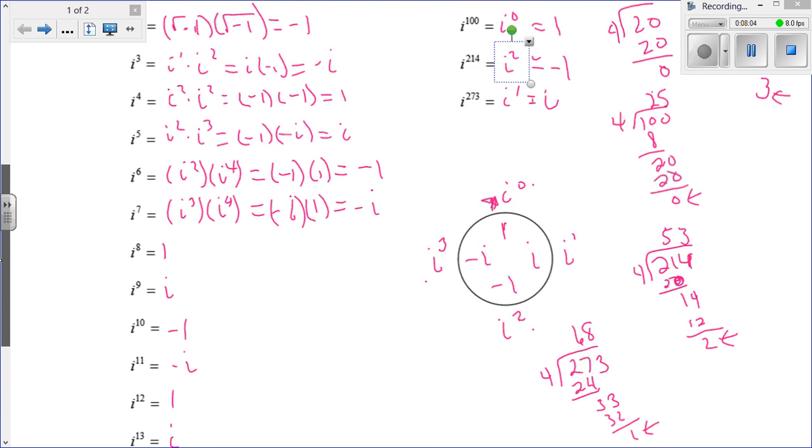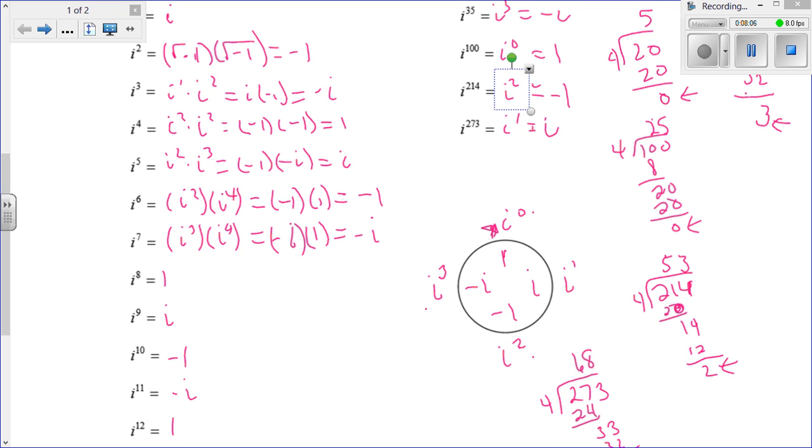Now, somebody might ask me, what happens if you get a remainder larger than 4? Well, then that means that you divided wrong. You will never have a remainder larger than 4. You can never have a remainder larger than the number that you're dividing by. So you need to take that into consideration.